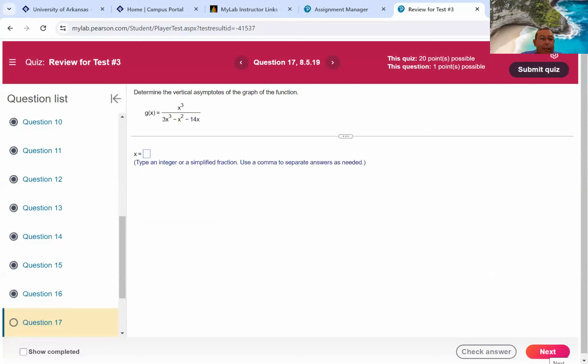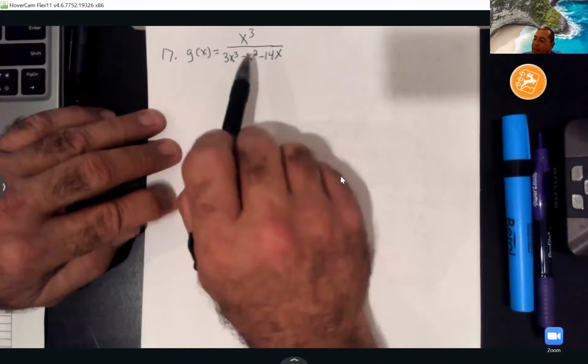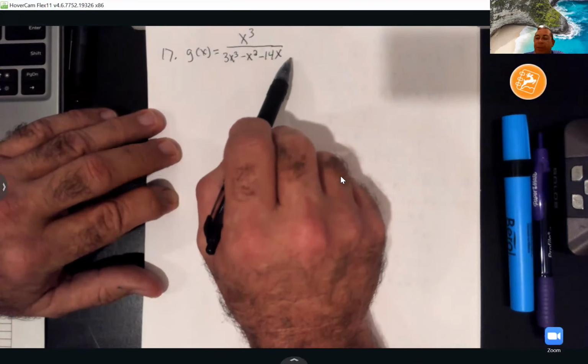All right, so let me write this one down. This is 17. Vertical asymptotes, g of x equals x to the third over 3x to the third minus x squared minus 14x. All right, so I'm going to go solve it. Now, this is probably the other trickier one on this test. But vertical asymptotes, we set the bottom equal to 0.